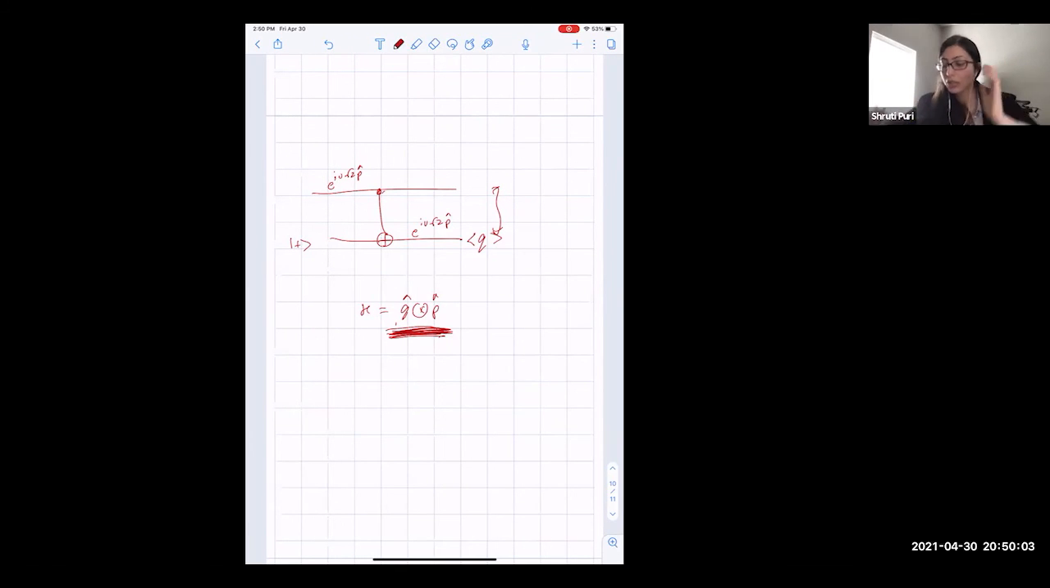Unlike the other case, where a bit flip error in the ancilla was introducing this high weight error, which there was no way for you to correct, this doesn't happen here. So this is the nice property about it.